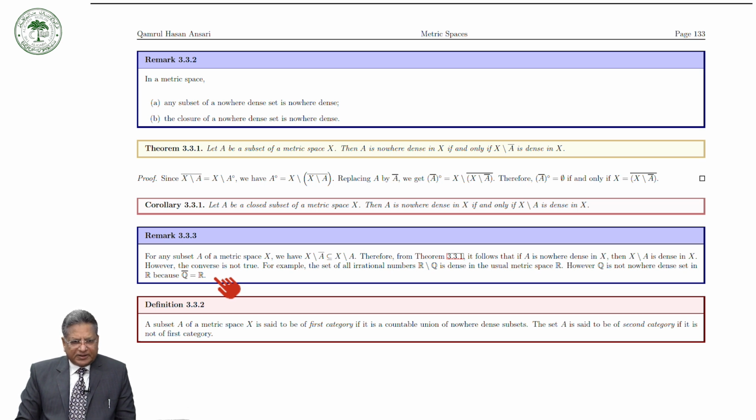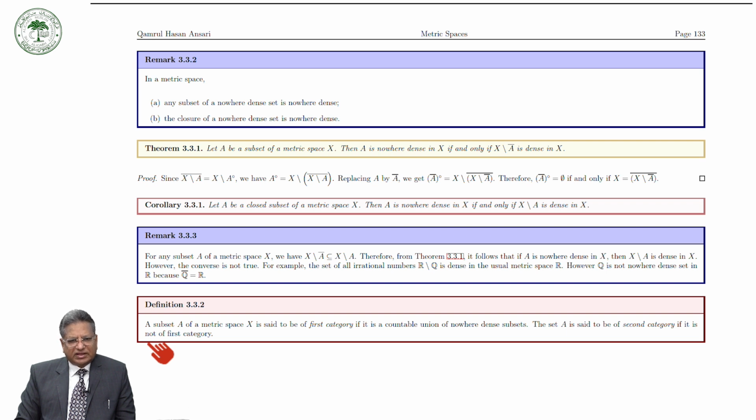Now we come to another definition in a metric space, which we call the first category. A subset A of a metric space X is said to be of first category if it is a countable union of nowhere dense sets. The set A is said to be of second category if it is not of first category. So here you can say that if a subset A of a metric space is not of first category, then it is of second category.